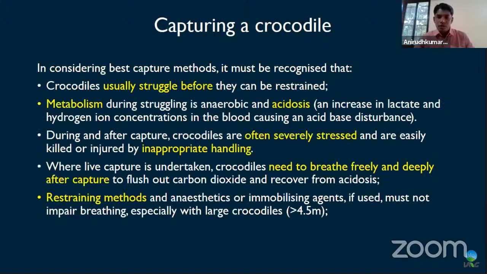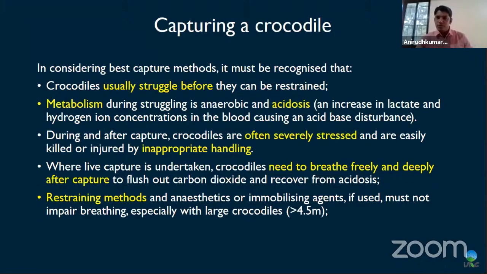So the crocodiles, while being captured, usually struggle. You must have seen some of the programs on Nat Geo and Discovery. Once they put a rope on, the crocodile starts rolling. That behavior puts a lot of strain on crocodiles, and this can create stress, not only physical, but psychological also.